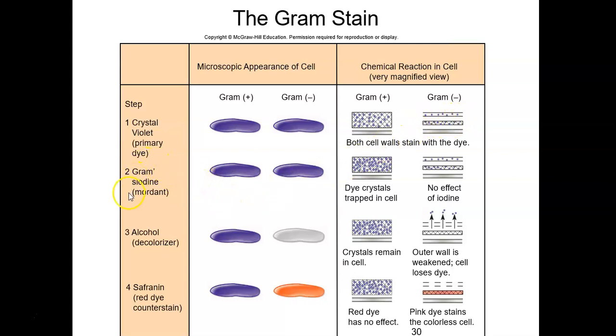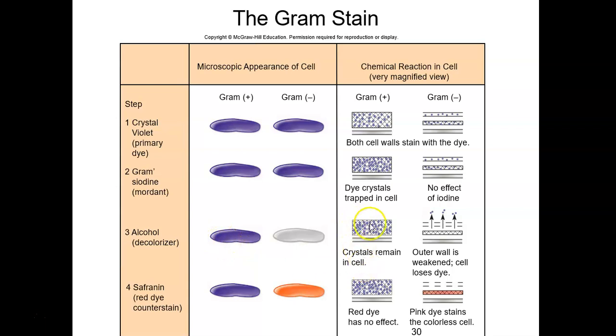Then we use what's called a mordant, which is a fixative agent. It's going to help that initial dye really attach to the cell. We call that Gram's iodine. So that purple is really going to stick in there. Then we use an alcohol, isopropyl alcohol or ethanol, and we decolorize the cell.